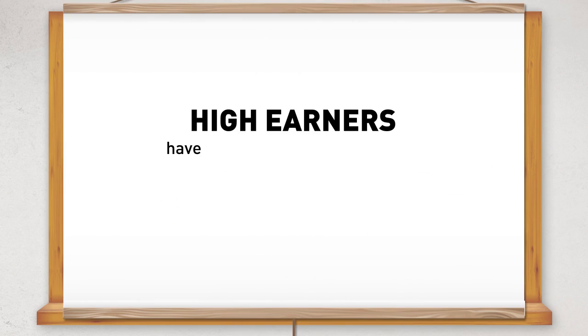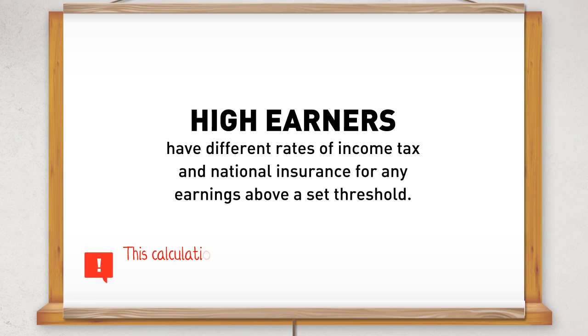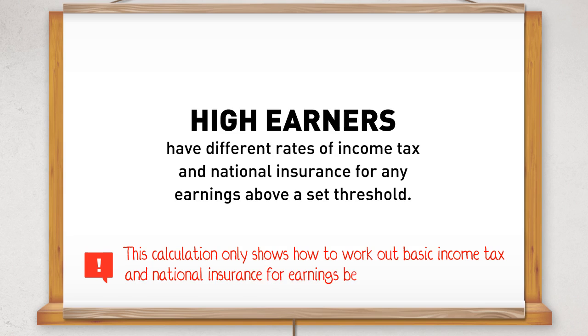Higher earners have different rates of income tax and national insurance for any earnings above a set threshold. This calculation only shows how to work out basic income tax and national insurance for earnings below the higher threshold.